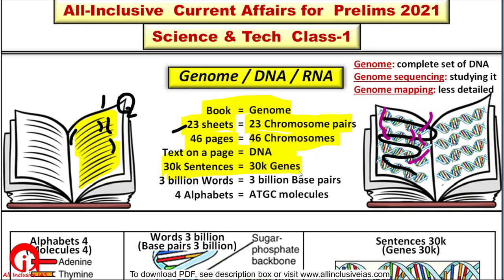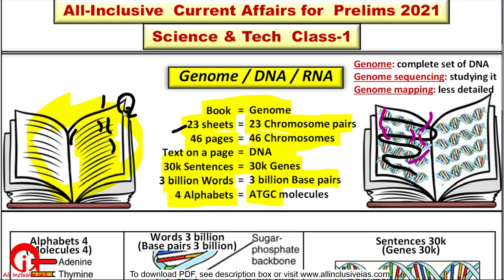And sentences are formed by words. So there are 3 billion words in this book, or 3 billion base pairs, and these words are made by alphabets. English language has 26 alphabets, but there are only 4 alphabets in the book of genome, and those alphabets are A, T, G, C.